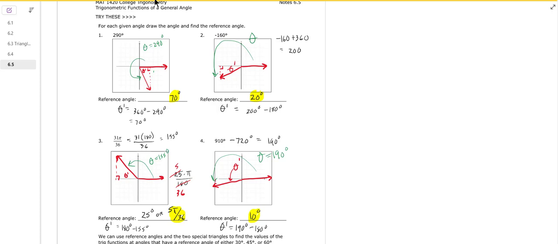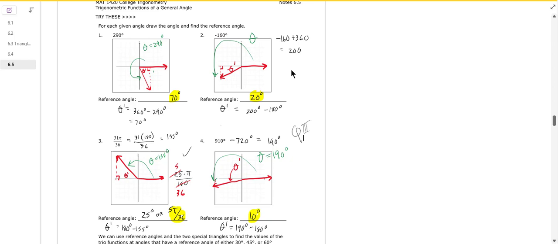And then number 3, I went ahead and converted it to degrees to get 155 degrees, which puts you in quadrant 2. And then again, we would do 180 minus 155 to get a 25-degree reference angle. Then you can see I converted that back to radians to get 5 pi over 36. Okay, and the last one, I went ahead and found a positive coterminal angle by subtracting 720. 190 tells me that I'm in quadrant 3, so I should have just done 190 minus 180 to get a 10-degree reference angle. Okay, all right, so that's what you should have got on that.